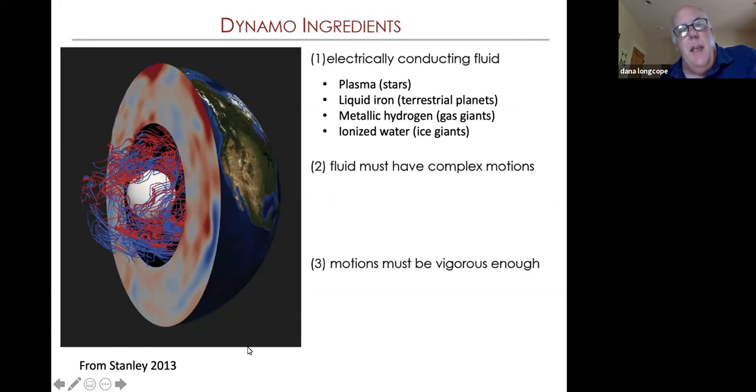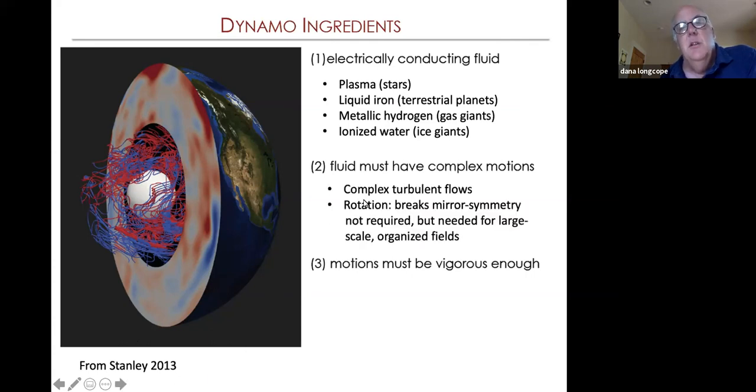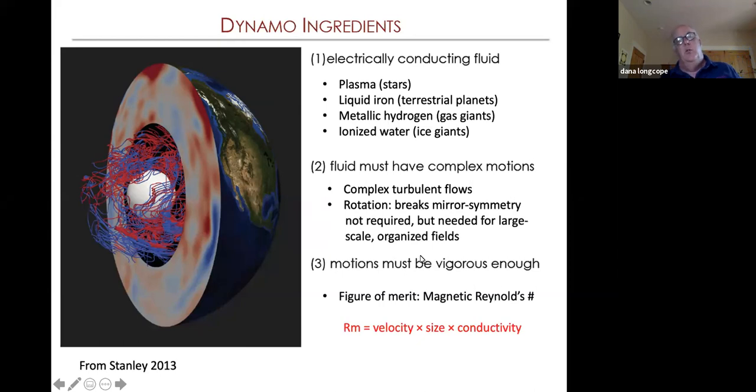This fluid must have complicated motions. So really we need turbulent flows. And often we do need rotation to break mirror symmetry if we want a large-scale magnetic field instead of just a turbulent mess. So rotation is not a necessity, but it certainly makes things a lot more recognizable. And finally, we need these motions to be vigorous enough. And we're going to get into just some of the details of what that means.